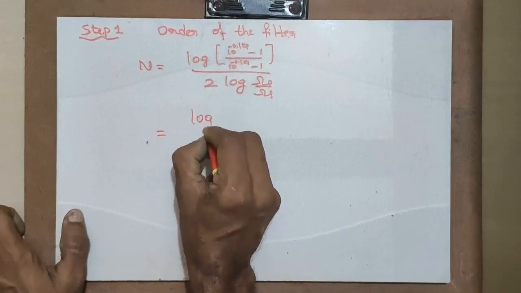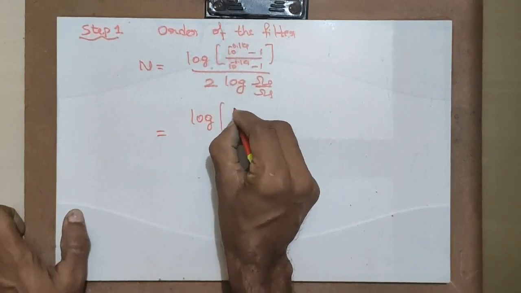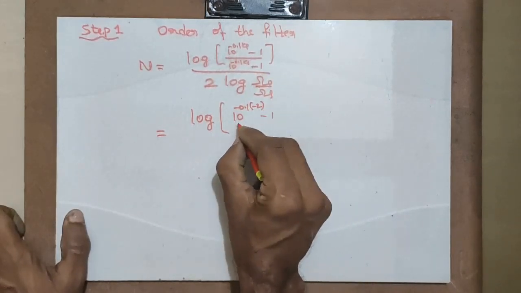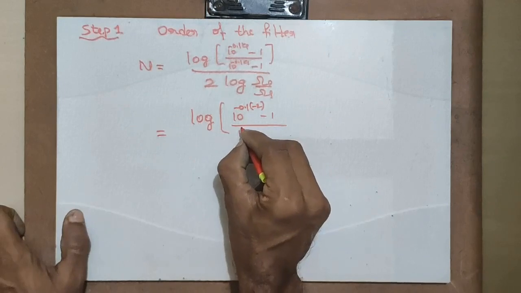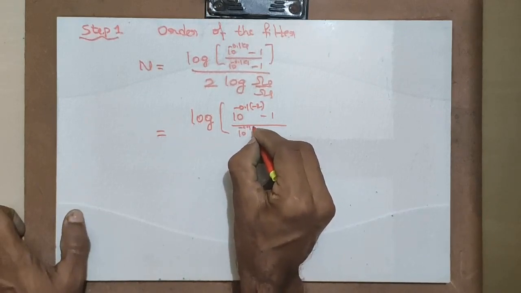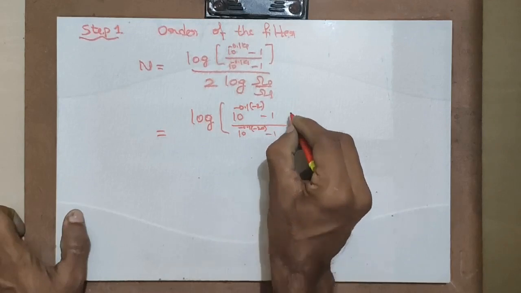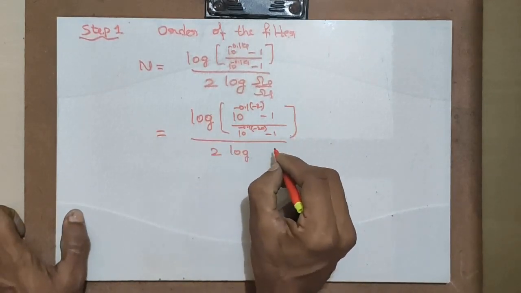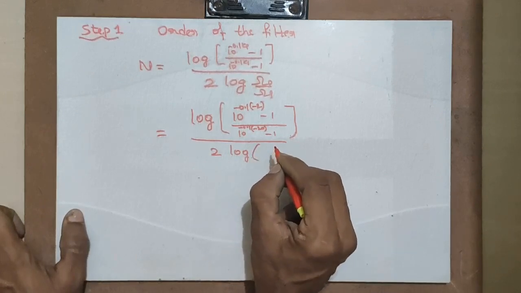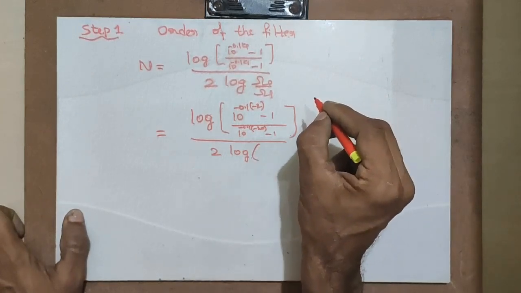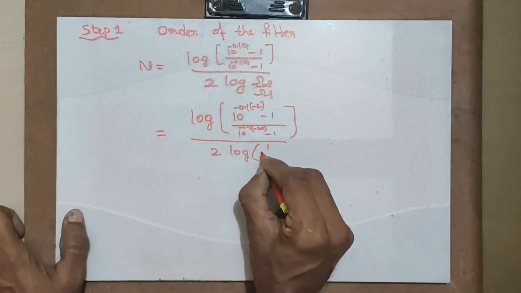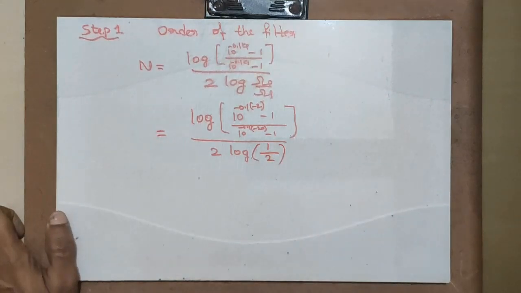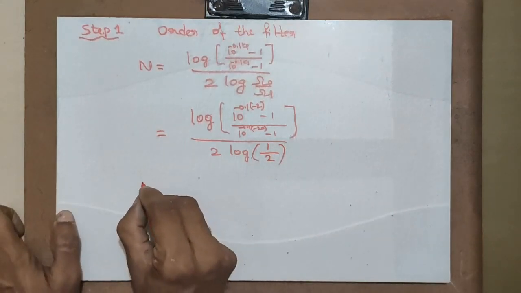Very simple now. Log of 10 raised to minus 0.1 Kp, Kp value is minus 2, minus 1, divided by 10 raised to minus 0.1 Ks, Ks value is minus 20, minus 1, whole divided by 2 log of the pass band. Pass band, you know that 1 radian per second I have taken. I am designing a low pass filter now. Please try to understand: 1 divided by stop band 2.